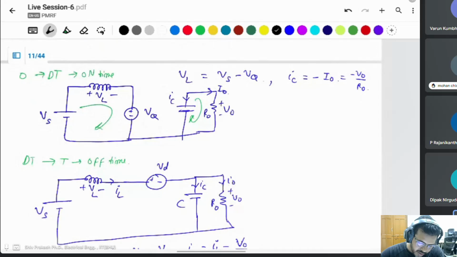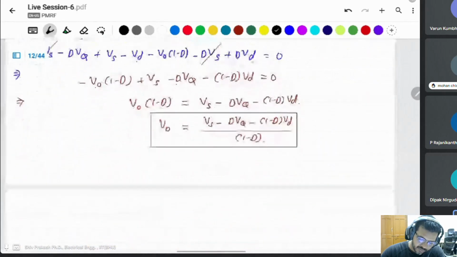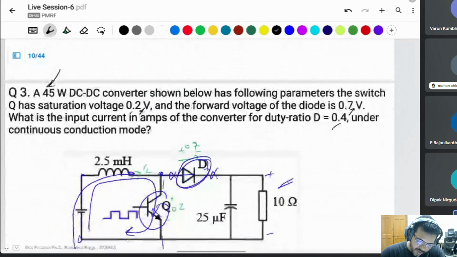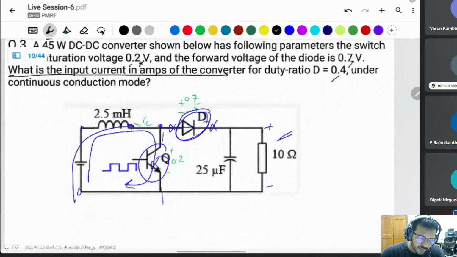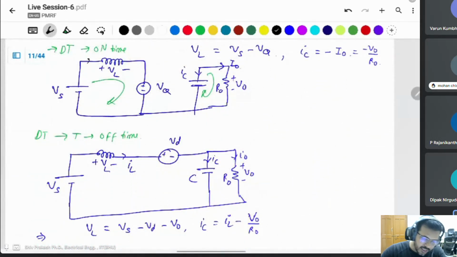This is the output voltage of this converter. This is the input voltage given, then you can calculate the output voltage here. All the drops, Vq and Vt, and the duty cycle are all there, then you can calculate the output voltage. Then it is asking about the input current. Input current is the same as the IL.